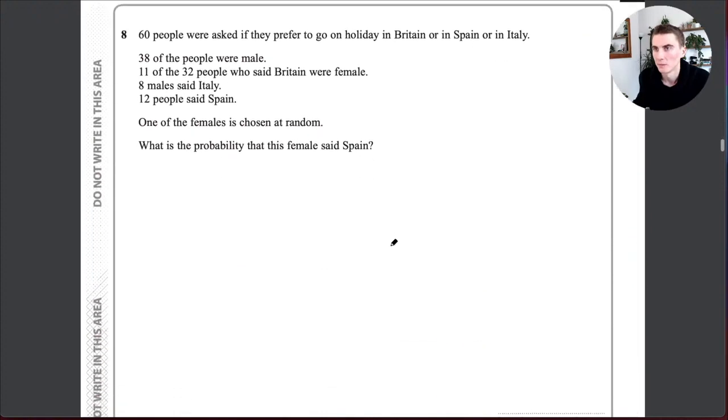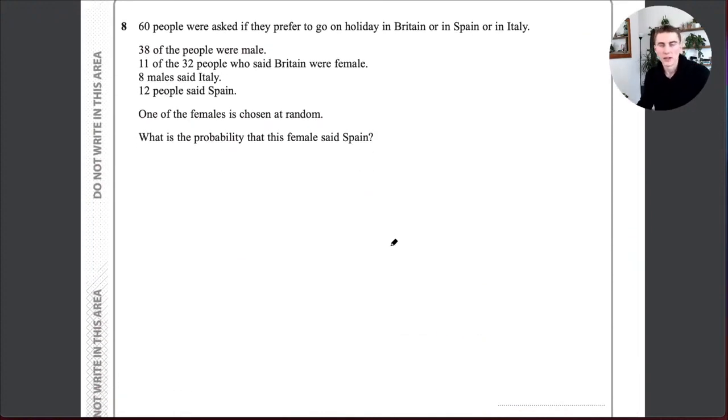Okay, so number 8. This one says that 60 people were asked if they prefer to go on holiday in Britain or in Spain or in Italy. So we've got 3 locations, 60 people. 38 of the people were male, 11 of the 32 who said Britain were female, 8 males said Italy, 12 people said Spain. 1 of the females is chosen at random. What is the probability that this female said Spain?